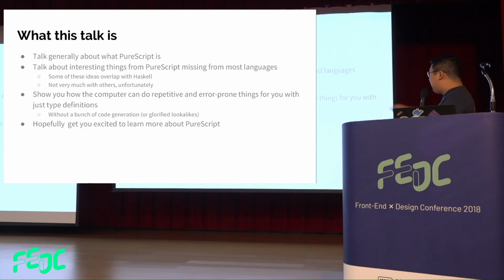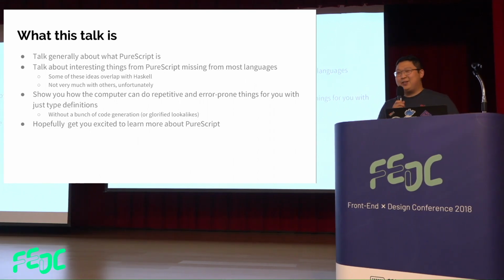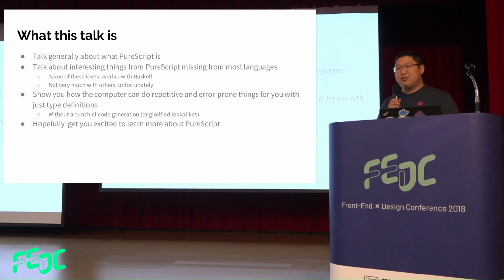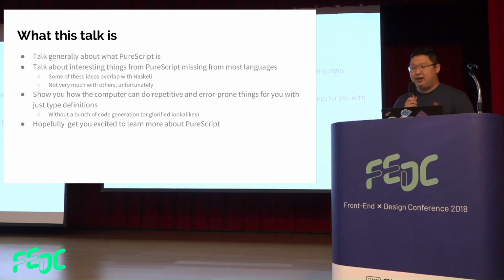I'm going to show you how the computer can do a lot of repetitive and error-prone things. A lot of things where you might write a lot of boilerplate, like generating hash code, definitions, getters and setters, can be done away with, especially JSON deserialization. Hopefully me showing this will get you more excited about learning PureScript. If not to use it, then to just see what kind of things are out there, to influence what you do in the future with other things.